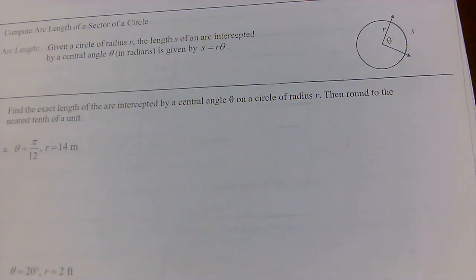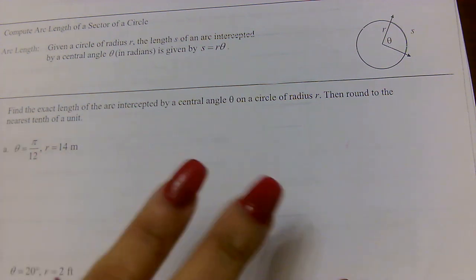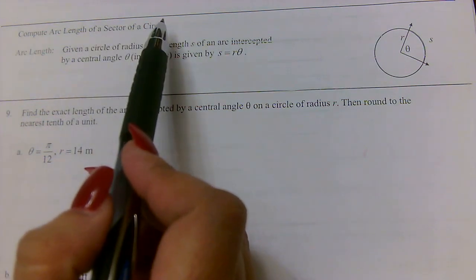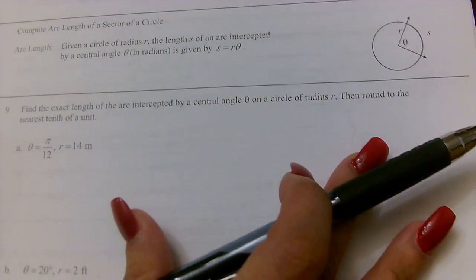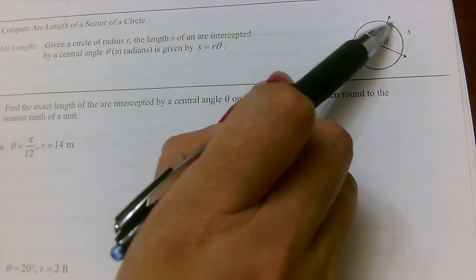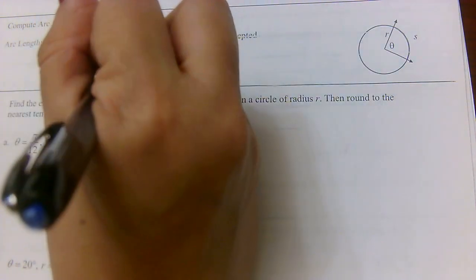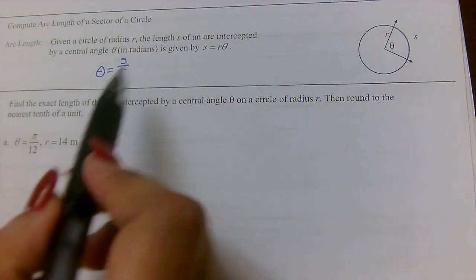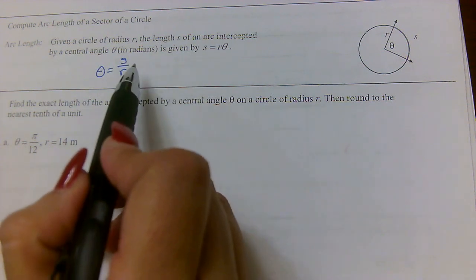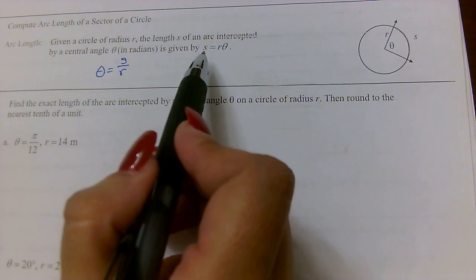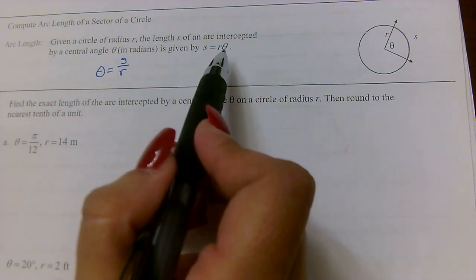Okay, so in this part we're going to be computing the arc length and the area. We're going to compute the arc length of the sector of a circle. Basically, that's what S is. If you remember the formula we had before, theta is equal to S over R. In order to get this formula, all they did was multiply both sides by R, and the distance along a circle is going to be R times theta.